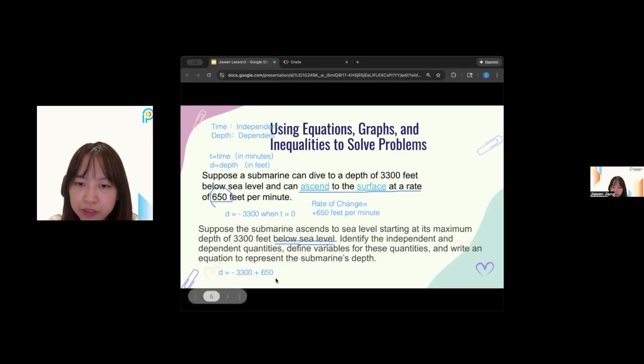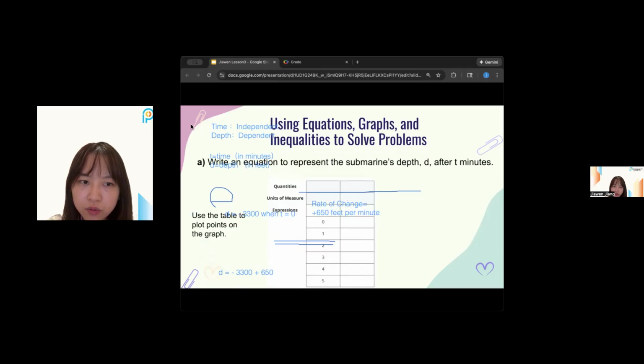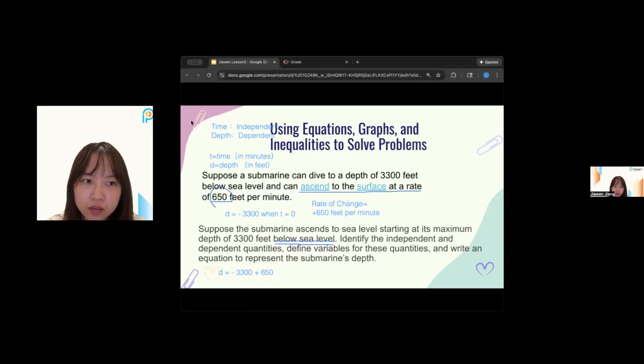Does this equation make sense when t equals 0? Okay, try to use the calculator. Here we need to add a t. Okay, put t equals 0, and let's see what result you get. Yeah, the result is minus 3,300. Okay, so the equation is correct.